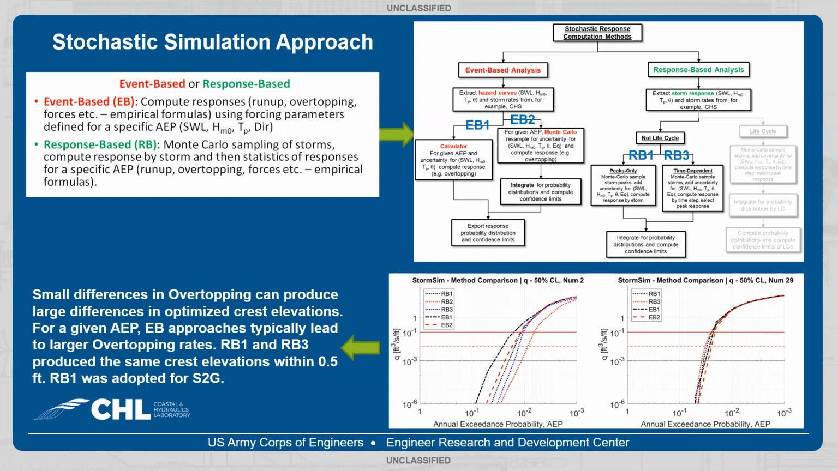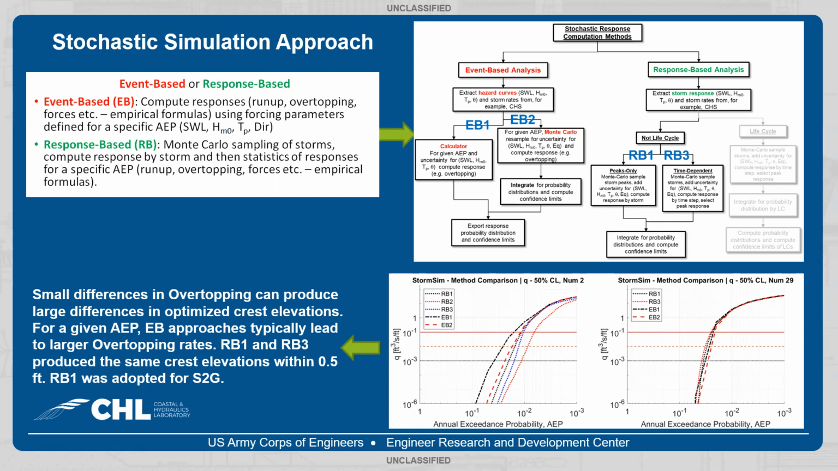EB2 is where the epistemic uncertainties are sampled in a Monte Carlo simulation. So it really doesn't solve any of the problems. It just gives you a better estimate of the epistemic uncertainty within the confidence limits.